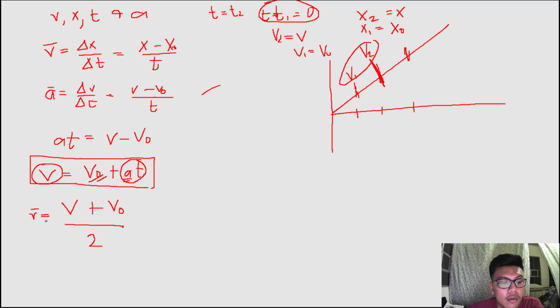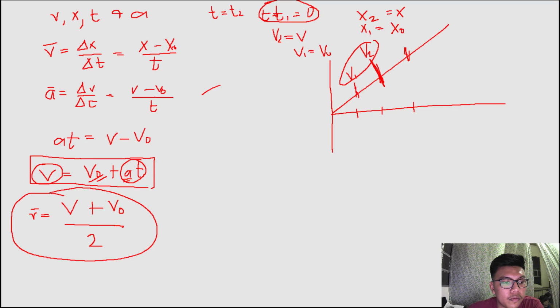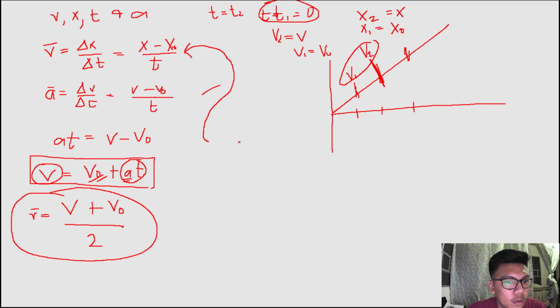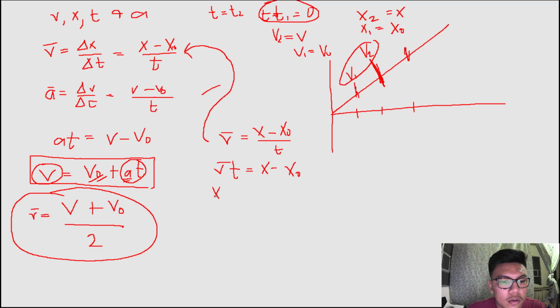Okay, and now, kung meron tayo nito, we can now substitute that. So from this equation, we can derive x. By cross multiplication we have v bar is equal to x minus x sub o all over t. So we can solve for x, so cross multiply, you have now v bar t is equal to x minus x sub o. So you can transpose or solve for x, you can have x sub o plus v bar times t.